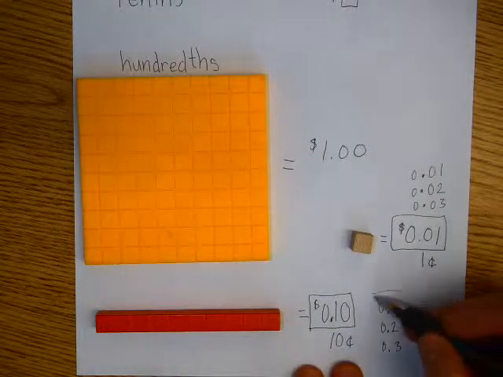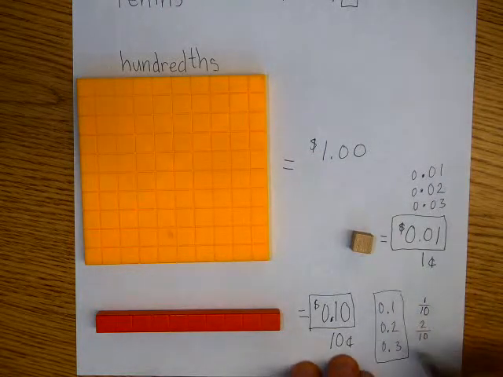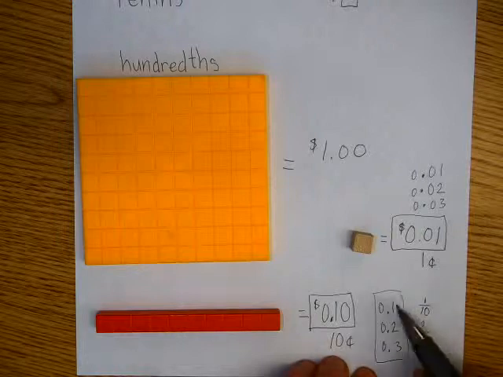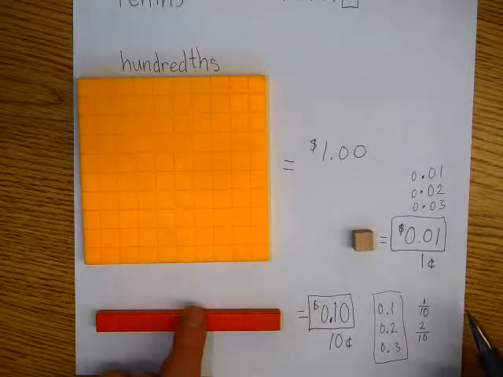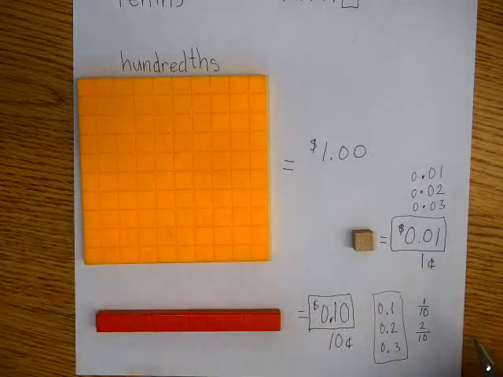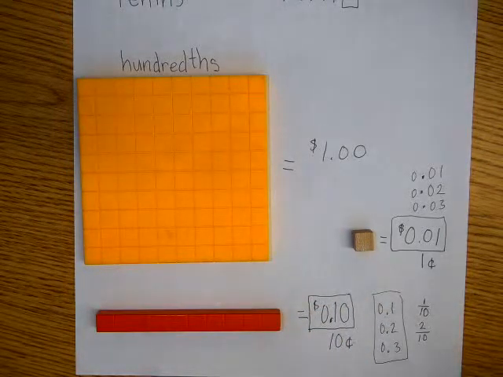So if they were given these three numbers in mixed up order, they would be able to put them in the order they belong, like from smallest to next smallest to largest. So they would be able to put it in order that way.